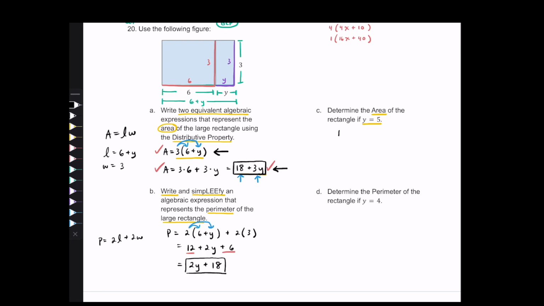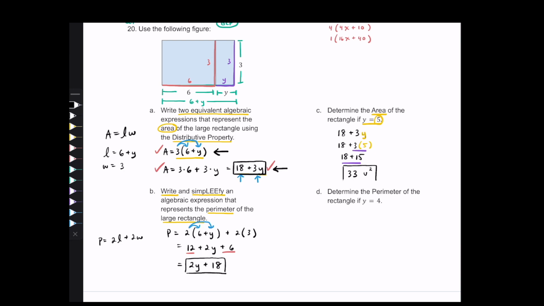So I'm going to say 18 plus 3y. We knew that would tell us the area, but we know that y is equal to 5. So this y, we're changing it to a 5 here. So that's going to be 18 plus 3 times 5. So I'll go ahead and write that, 3 times 5. Then using the order of operations, 3 times 5 goes first. So 3 times 5 is 15. And then 18 plus 15 is going to be 33. So we're going to say the area here is going to be 33 units squared.